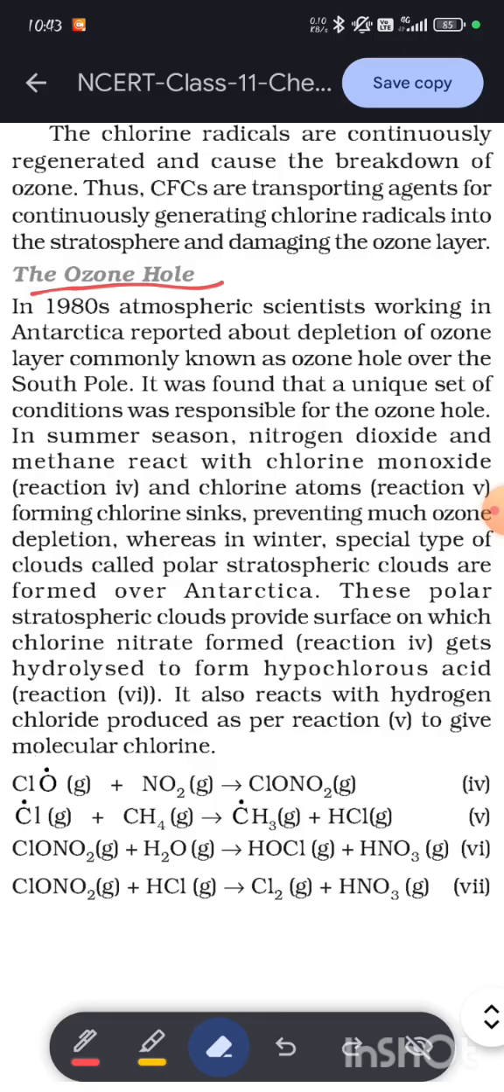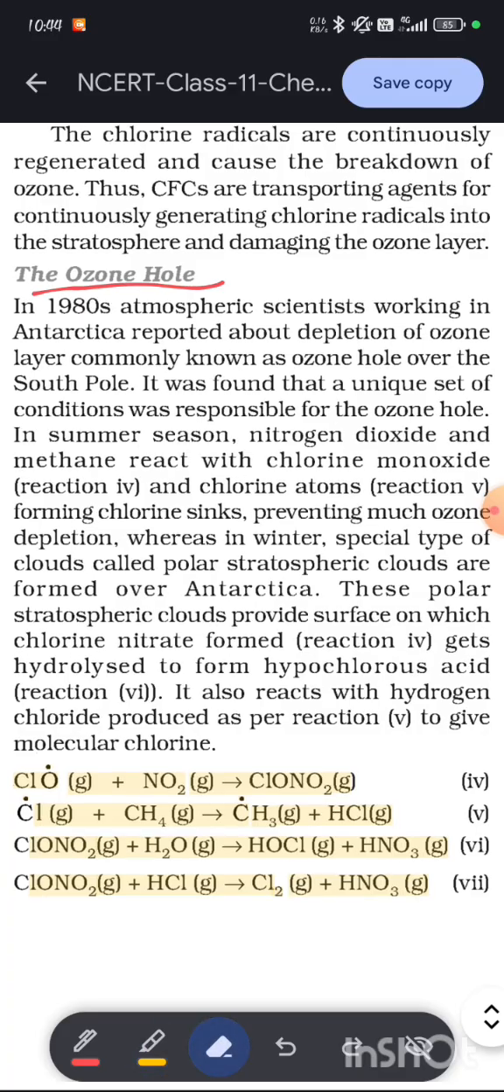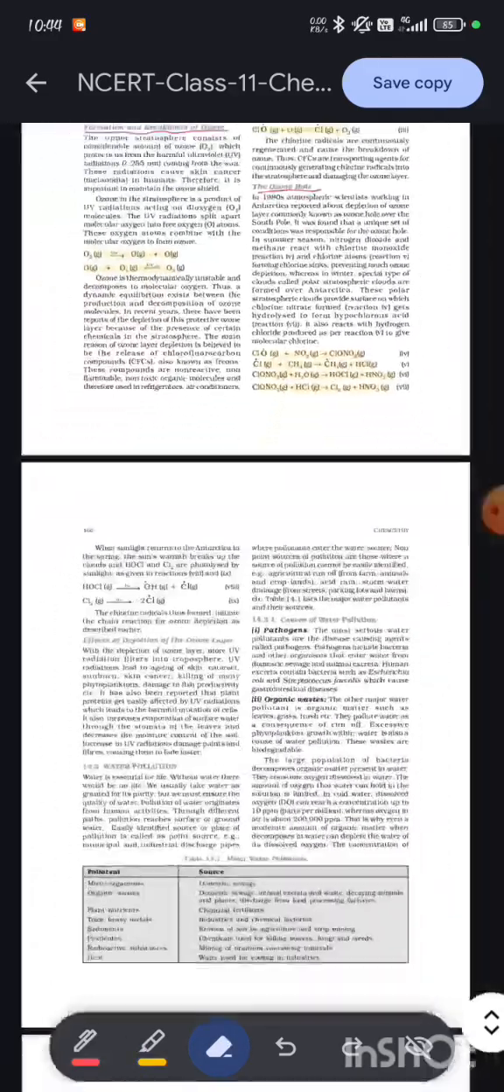The reactions are: ClO + NO2 gives ClONO2. Then the second reaction is Cl + CH4 gives CH3 + HCl. Then the third reaction is ClONO2 + H2O gives HOCl + HNO3. And then the fourth reaction is ClONO2 + HCl gives Cl2 + HNO3.